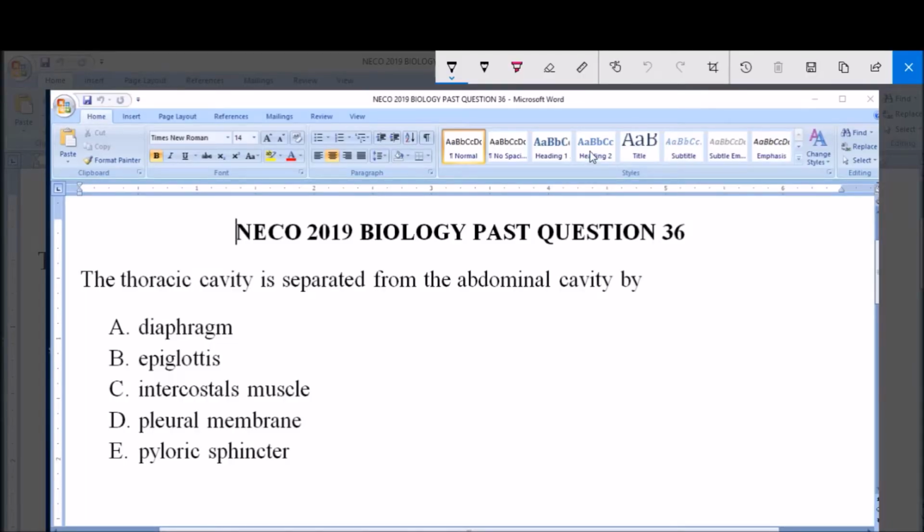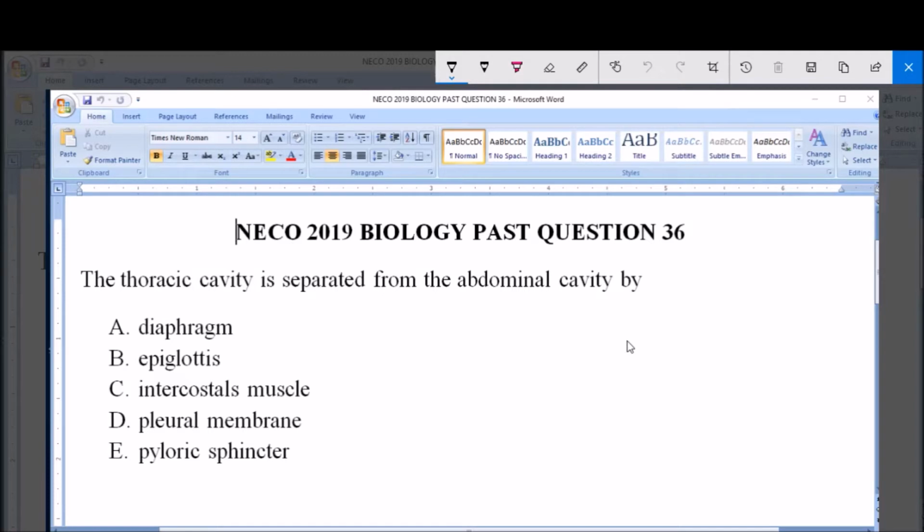I'll be answering NECO 2019 Biology Past Question 36. The thoracic cavity is separated from the abdominal cavity by A. Diaphragm, B. Epiglottis, C. Intercostal muscle, D. Pleural membrane, and E. Pyloric sphincter.